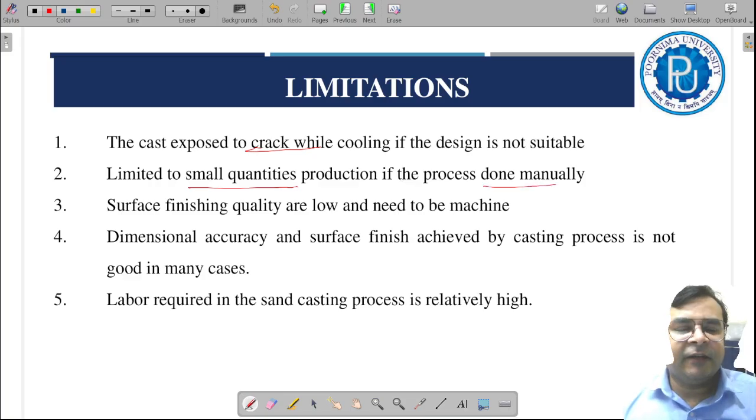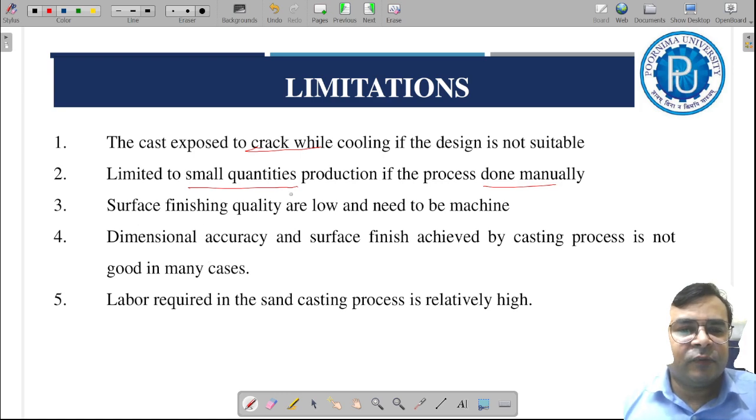But nowadays we have developed several automatic casting processes and permanent casting processes, which are able to produce components at a very rapid speed. So for sand casting it is a limitation, but for unconventional or permanent mold casting processes, this limitation can be avoided.